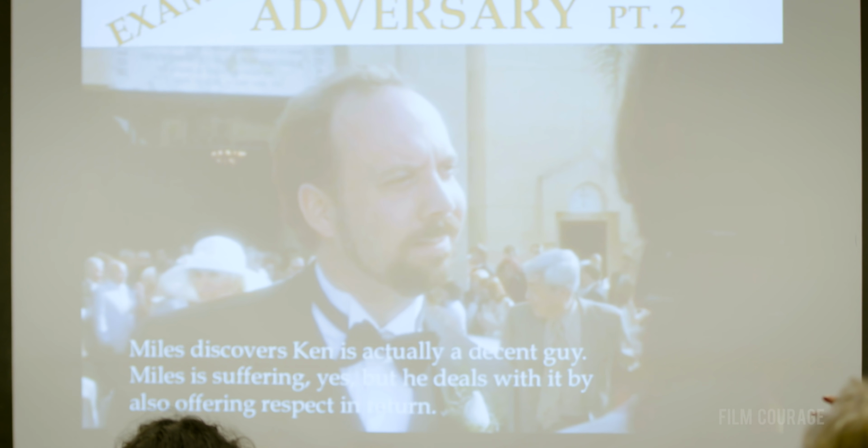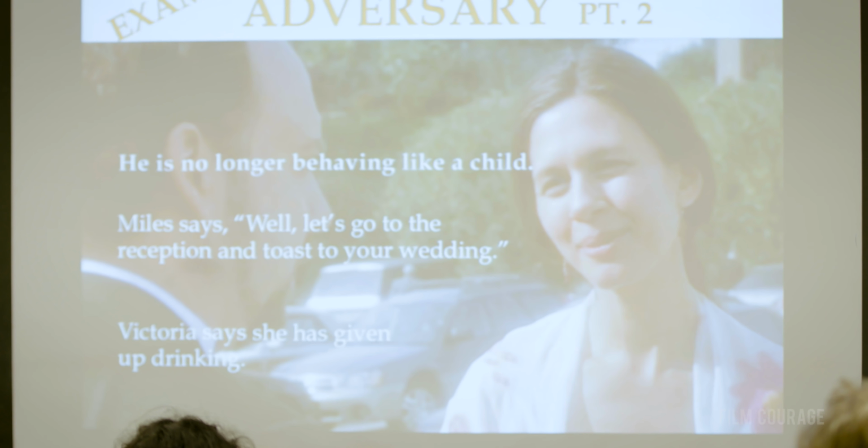He's a class act, really, this guy. Miles discovers Ken is actually a decent guy. Miles is suffering, yes, but he deals with it by also offering respect in return. So they chat a little bit more. He's no longer behaving like a child, like he was several times earlier, and that's a good thing. And Miles says, well, let's go to the reception and toast to your wedding. Only this time, he almost means it.